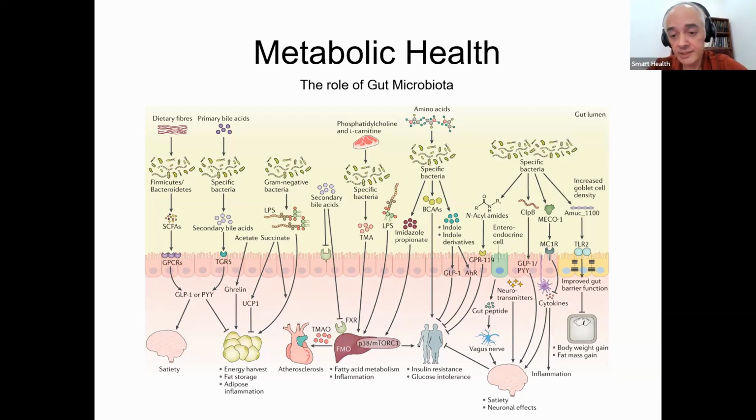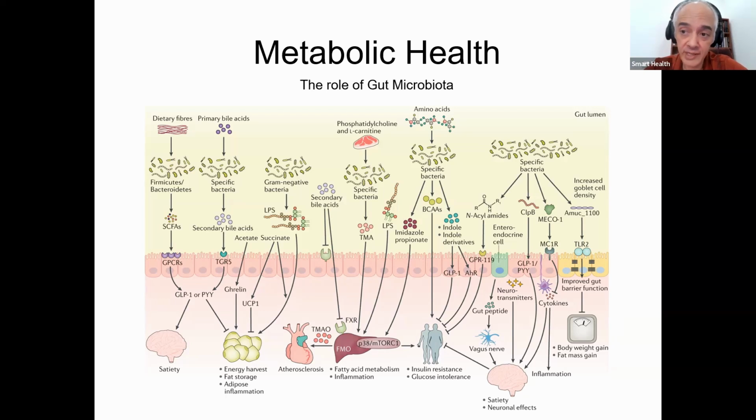And you can see here that all these different types of metabolites have different functions. And the outcomes would be, for instance, satiety, energy harvest, storage of fat, adipose inflammation, and the role of these metabolites in actual inflammation of the liver. The liver is producing particular products that are harmful in terms of atherosclerosis. So we have to have the right balance here.